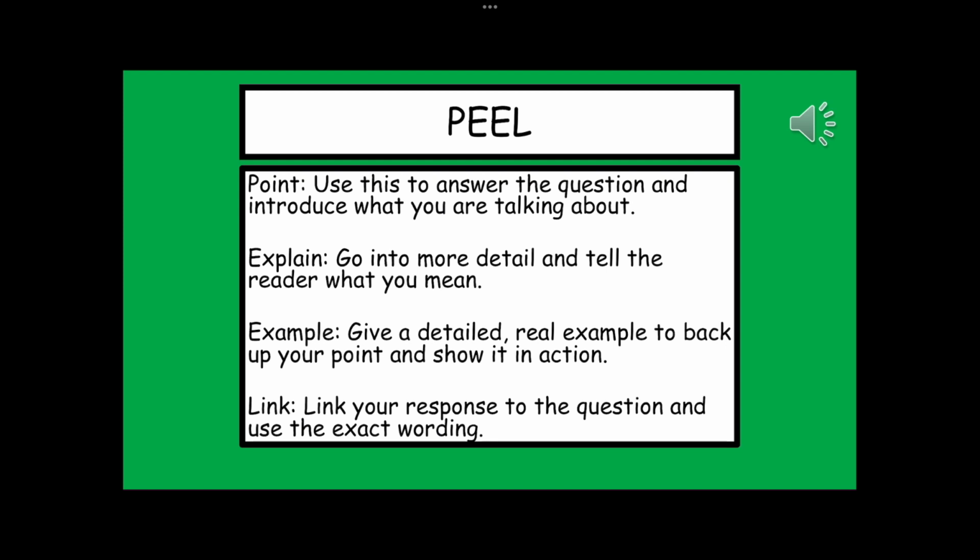Once you've done that, you're going to give an example, which is a detailed, real-world example to back up your point and actually show it in action. This really proves your explain. Then you're going to link your response to the question and use the exact wording of the question. Again, on the next slide, we can go through some examples of that.